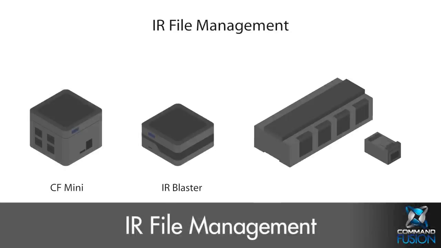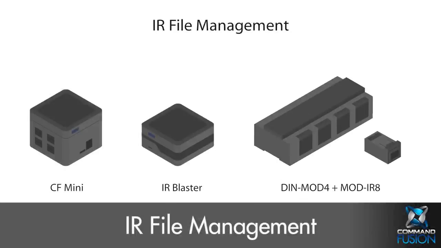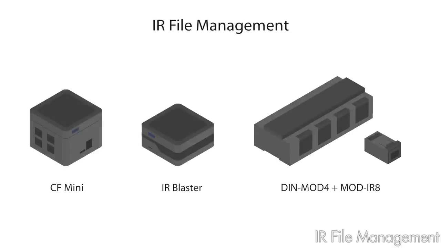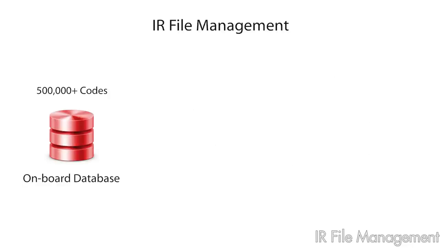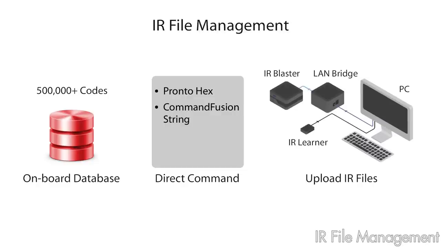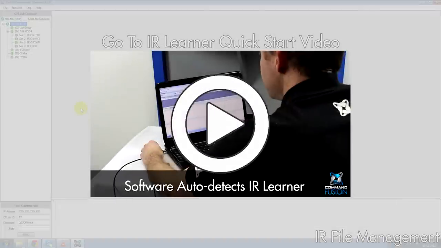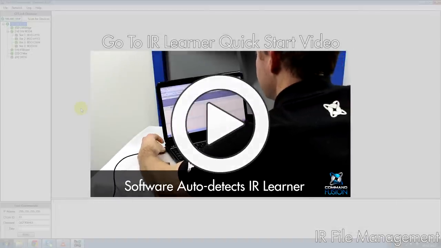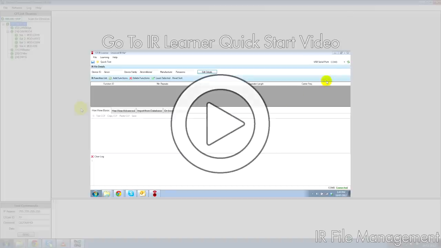All CommandFusion hardware with IR ports can send IR codes in a variety of ways. Using the onboard IR database, sending IR code strings in Pronto hex format or our proprietary IR format, or by uploading IR files to the device and recalling the codes via their function name. To upload an IR file to a device, the file needs to be created using our IR Learner software. Learning IR commands is covered in a separate tutorial video.